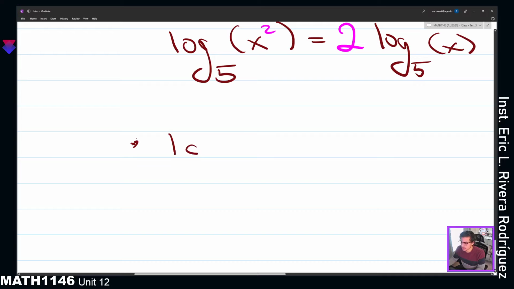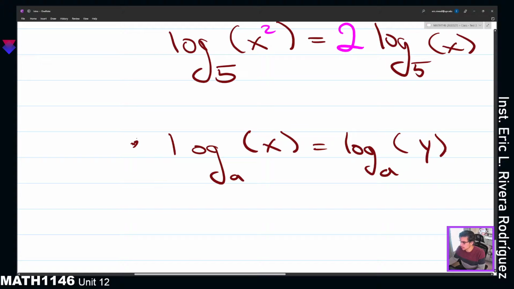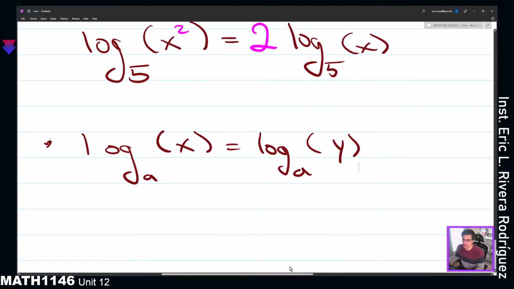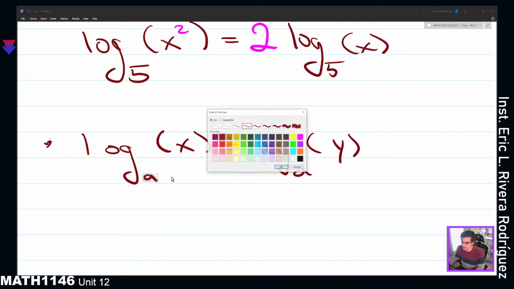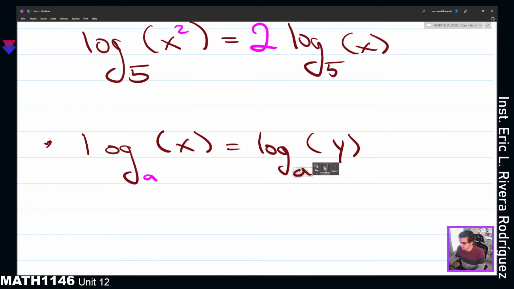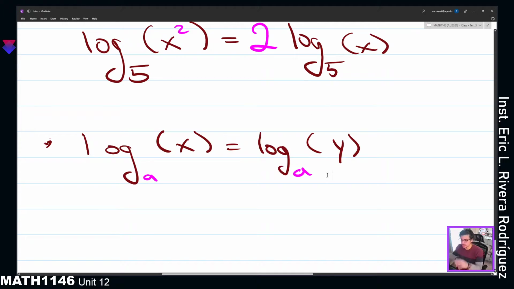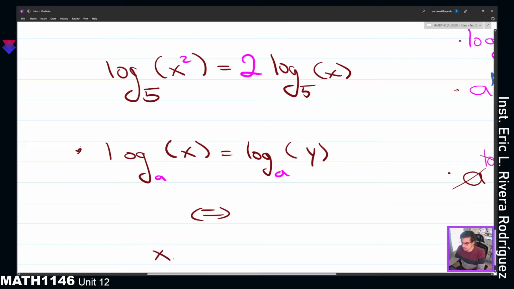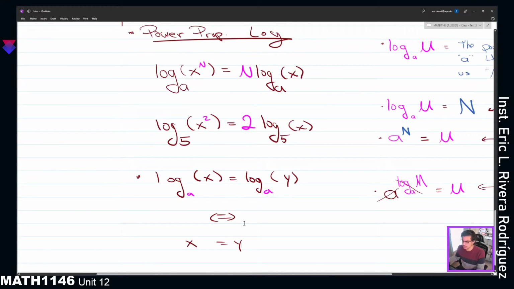So if we have log base a of x equal to log base a of y. Okay, so the important thing here is that the a are the bases. The bases are equal. So we have a on both. We have a logarithmic function on both sides of the equation with the same base. So we can conclude that x is equal to y.